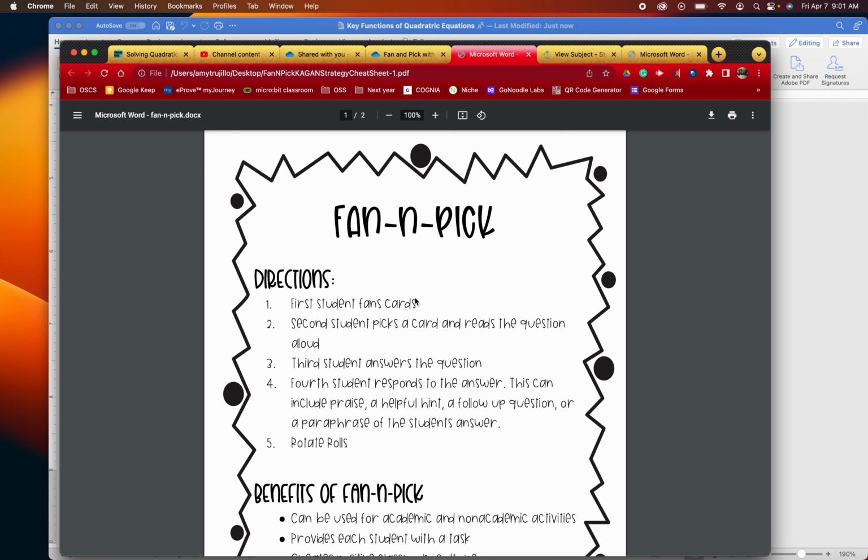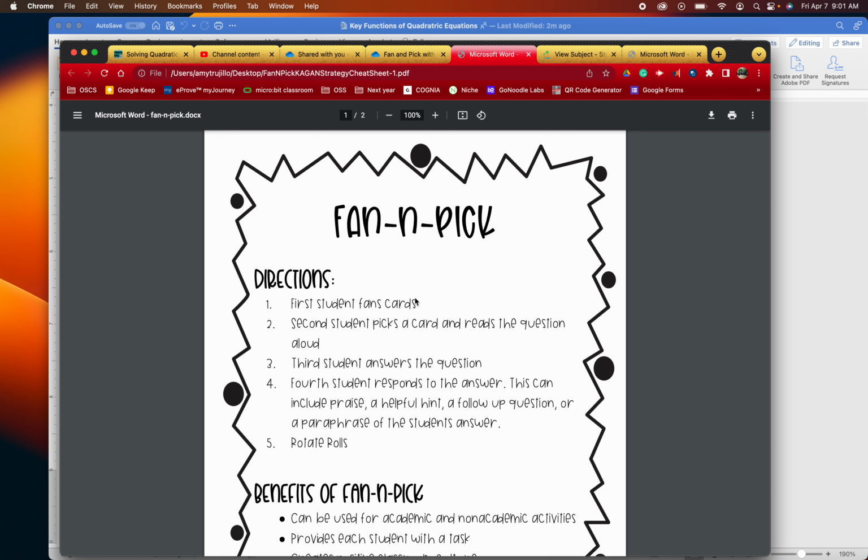I hear you saying that this function, the axis of symmetry, passes through x equals 3, and it showed that on the graph, so I get that. Then you rotate roles. So there's 4 people in a group. Sorry, I didn't say 5. I should say 4. 4 people in a group.